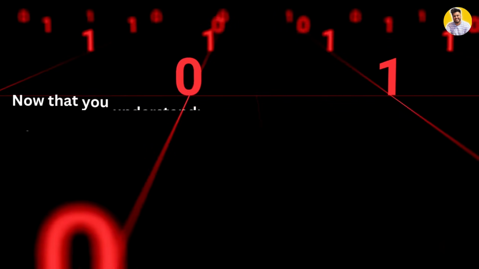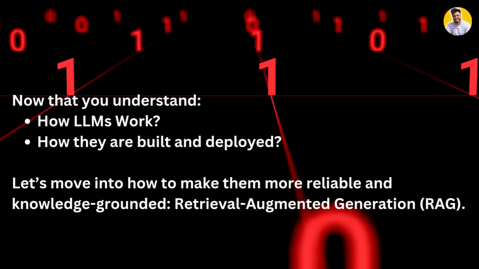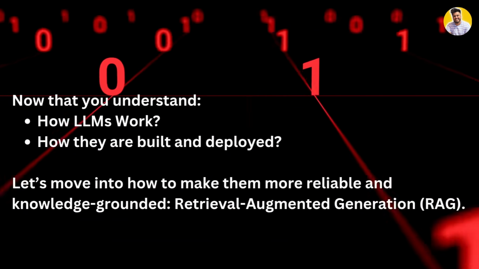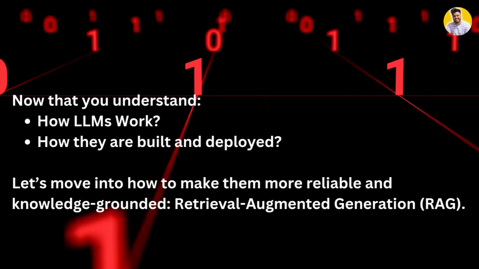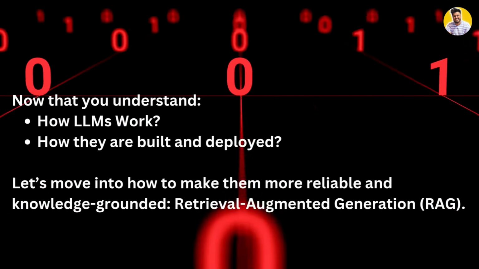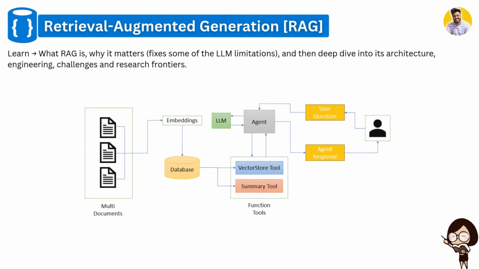Okay, so now you understand how LLMs work, how they are built and deployed. Let's move into how to make them more reliable and knowledge grounded, so that their hallucinations and factual inaccuracy can be greatly reduced as well. So for that we use RAG, that is stage 2. So in this you will learn about what is RAG, why it matters, okay, and how it fixes the LLM limitations, and then deep dive into its architecture, engineering challenges, and the research work happening in RAG as well.